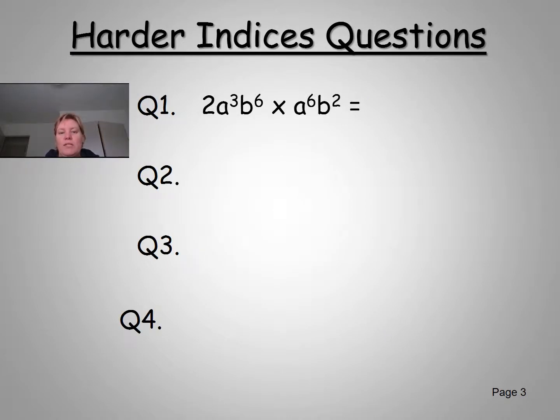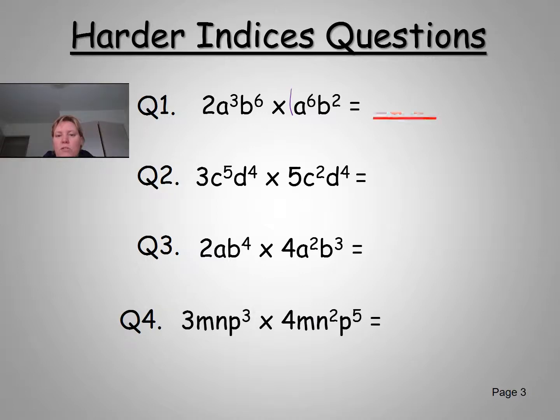Let's see if we can do these harder index questions. There's a 2 at the front, and just a 1 in front of the other one, so the first number is going to be 2. Then a cubed and a to the 6 is a to the 9, and b to the 6 and b squared is b to the 8. Let's get all 4 questions up here first. I was correct for question 1.